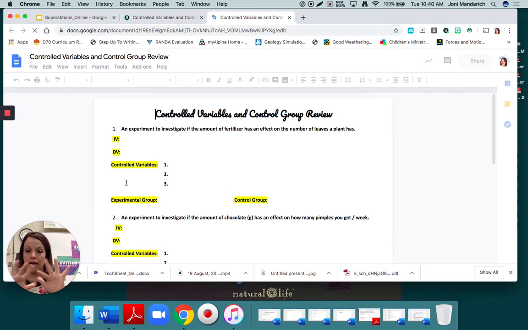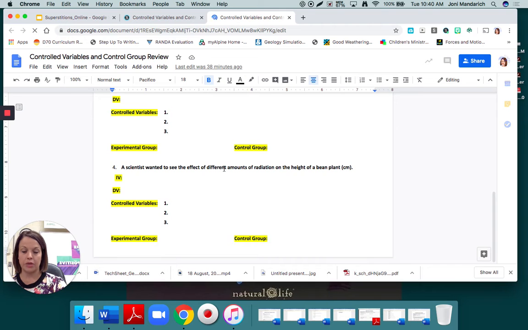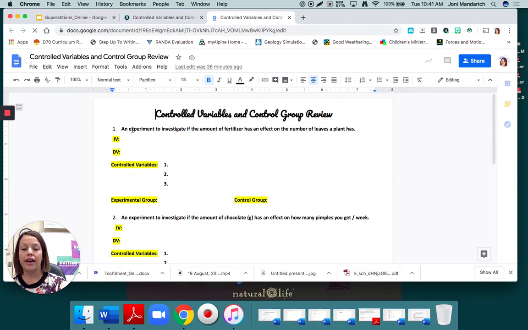So it's a Google Doc. You can type right on it. And it gives you 4 experiments. Okay, so 1, 2, 3, and 4. You're going to read the experiment. So an experiment to investigate if the amount of fertilizer has an effect on the number of leaves a plant has. So I am a farmer.